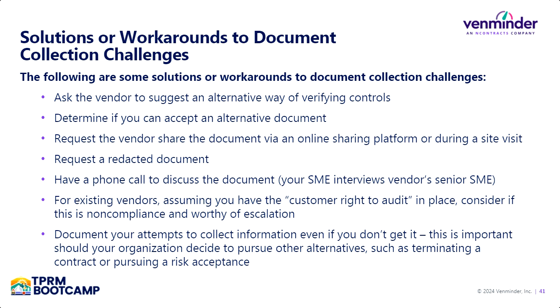Okay, so what happens when a vendor can't or won't give you documents and information that you're requesting? And this does happen all the time, believe me. So here's just a few suggestions. The first one is to push back on the vendor and ask them to tell you how you can validate those controls, right? So if you can't give me this, what can you give me? Sometimes that means that you're going to have to determine if what they're offering as an alternative is acceptable.